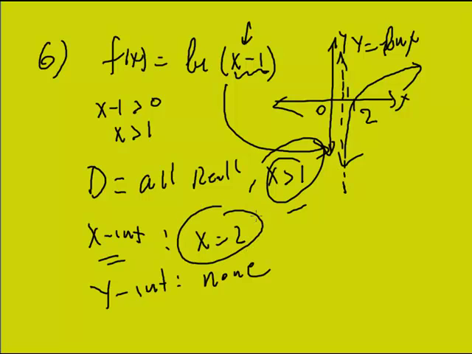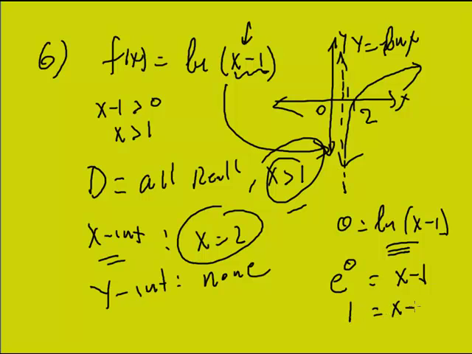How do I find the x-intercept? I turn y into 0. 0 is equal to ln of x minus 1. Now I have to write this in exponential form. I'm doing the old school way, just working it out using algebra. What's my base in this particular problem? E. Power is 0, is equal to x minus 1. What's e to the 0? 1. 1 is equal to x minus 1. Take the 1 over. What's my x equal to? 2. And there it is.